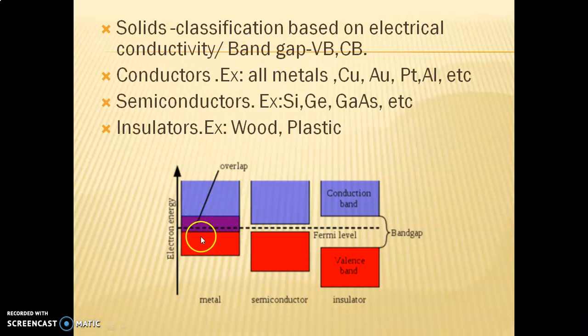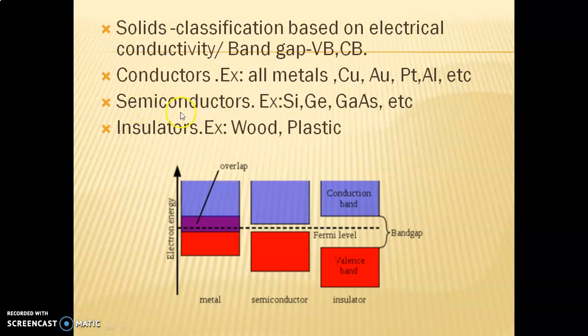Here this is the valence band, and this one is the conduction band. In the case of a conductor, both are overlapped together. In other words, there is no energy difference between the valence band and conduction band. Examples of conductors: all metals are conductors. Copper, gold, platinum, aluminum, etc. are all conducting materials.